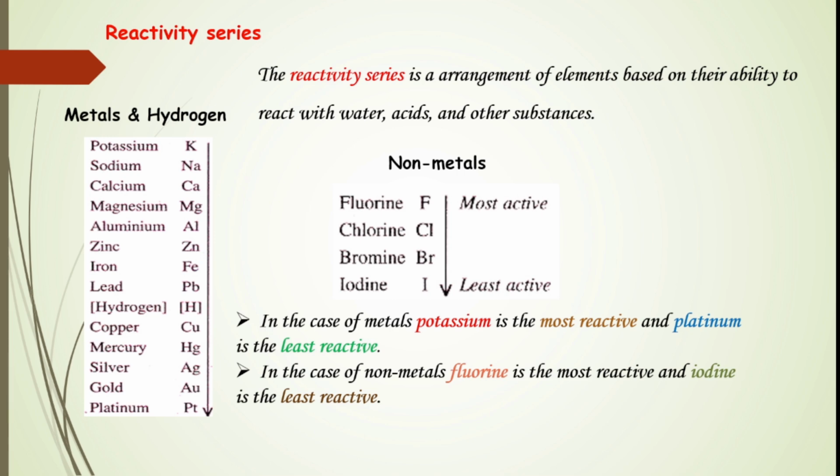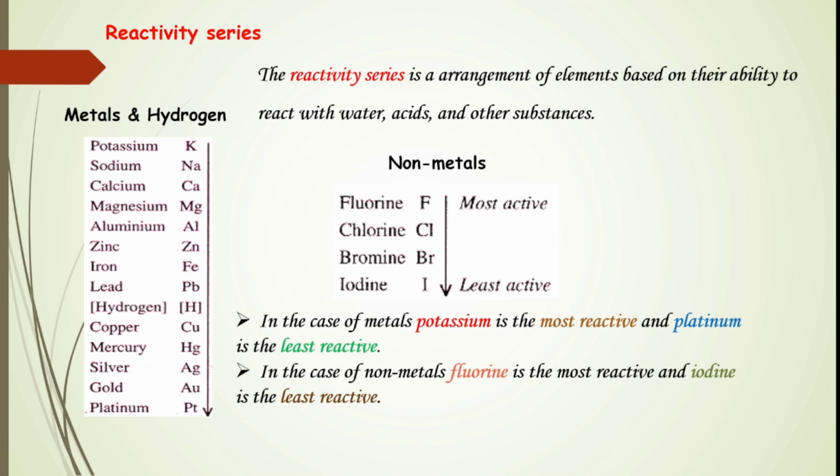There are metals and hydrogen in one group and non-metals in another group. Among hydrogen and metals, potassium is the most reactive metal and the least reactive metal is platinum. In the case of non-metals, fluorine is the most active and iodine is the least active element. Based on this we are going to see the next type of reaction, and remember that a highly reactive element can easily replace a less reactive element from its place in a compound.